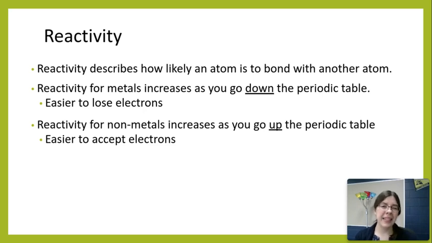Okay, so for reactivity, we actually have two different trends depending upon if you have metals or nonmetals. And reactivity is describing how likely an atom is to form a bond with another atom. So for metals, the reactivity increases as you go down a group. This is because it becomes easier for them to lose electrons.